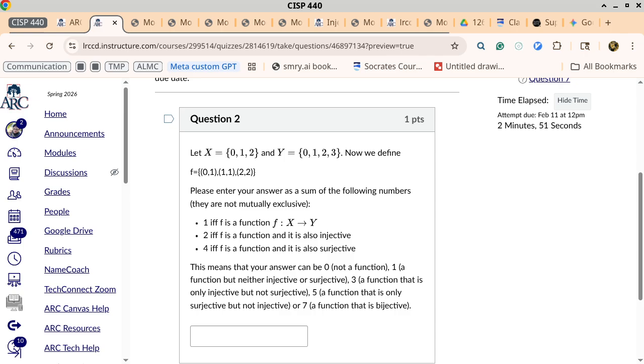And number four is asking if and only if f is a function and it is also a surjection. There's no way it can be a surjection in this case because there are more elements in Y than there are elements in X. Is that okay? So once again, this is a 1. Do we have any questions about how to derive the answers for these questions?